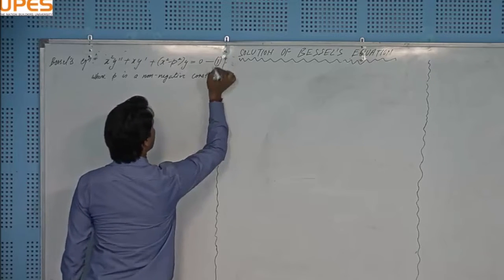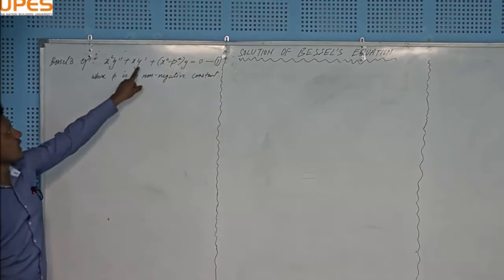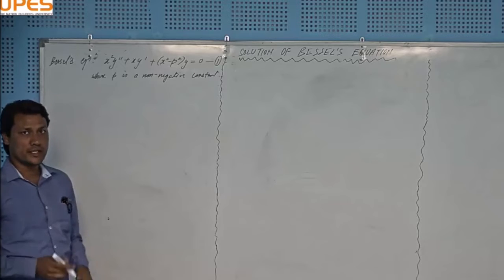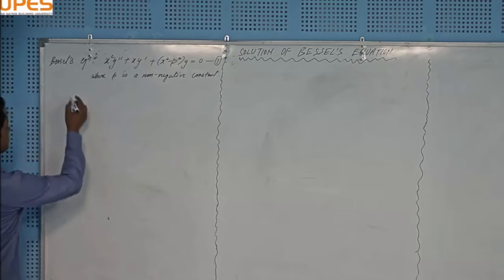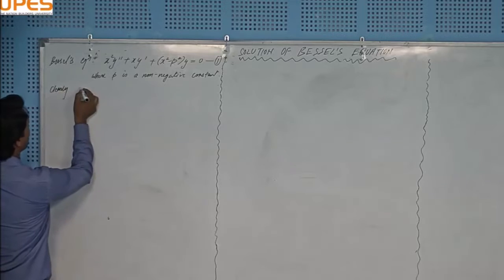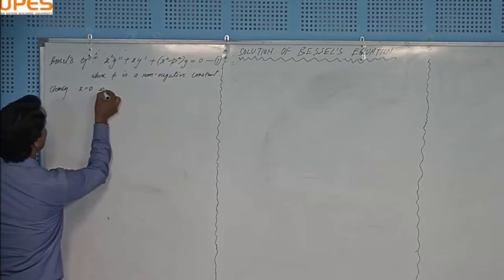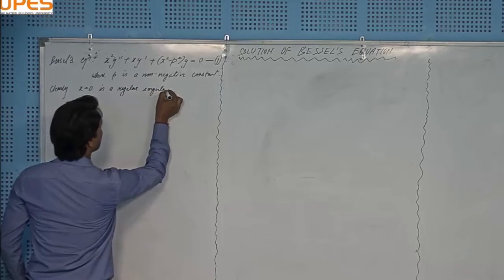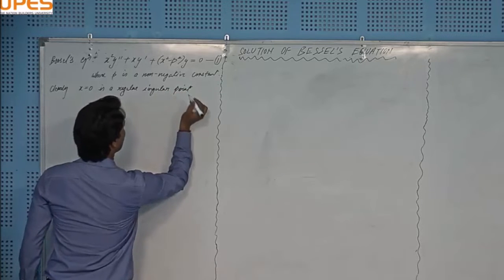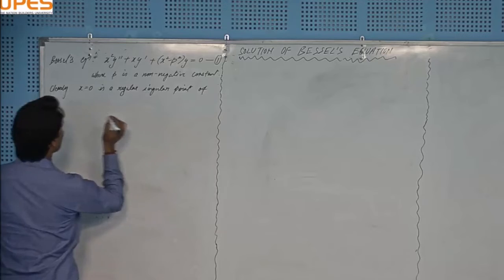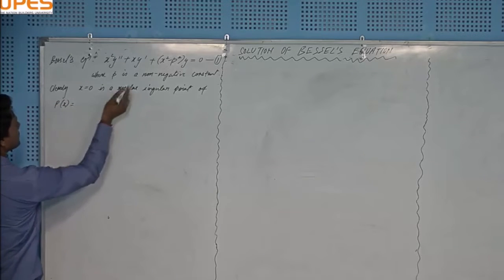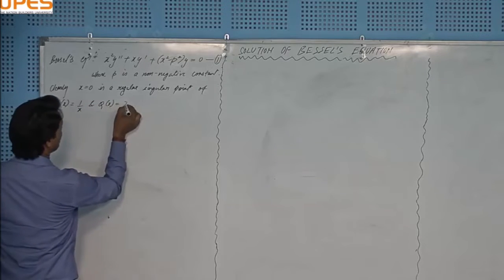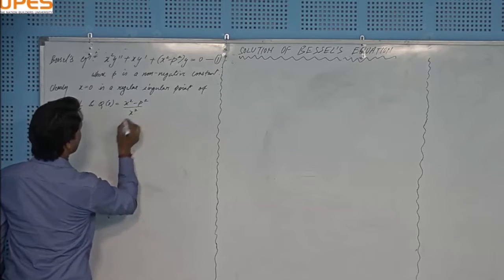We will call it equation number 1, and as you can see, the coefficients of y dash and y are 1 by x and (x square minus p square) over x square, and they have a singularity at x equal to 0, right? So clearly x equal to 0 is a regular singular point, where p(x) is the coefficient of y dash, that is 1 over x, and q(x) is equal to (x square minus p square) over x square, right?